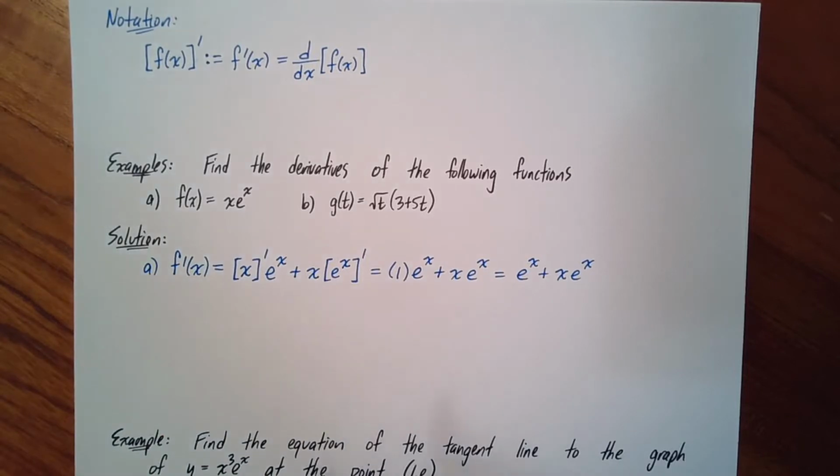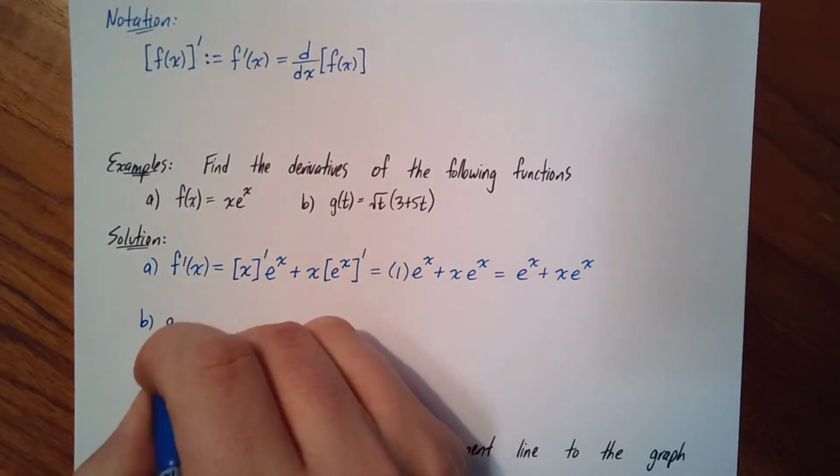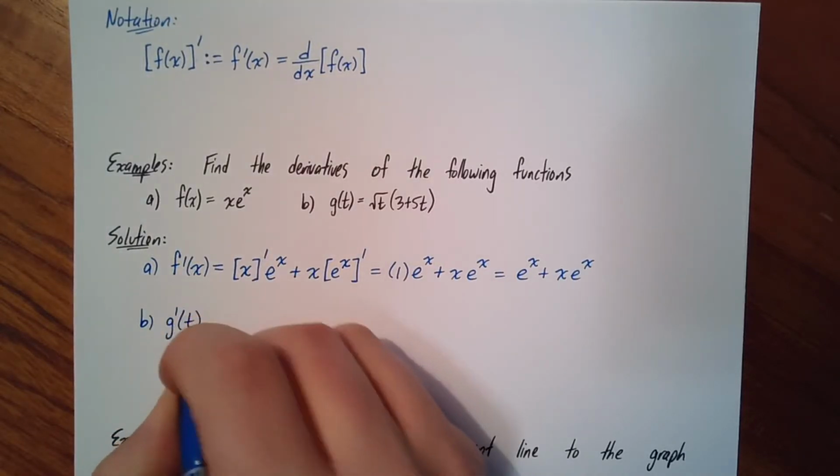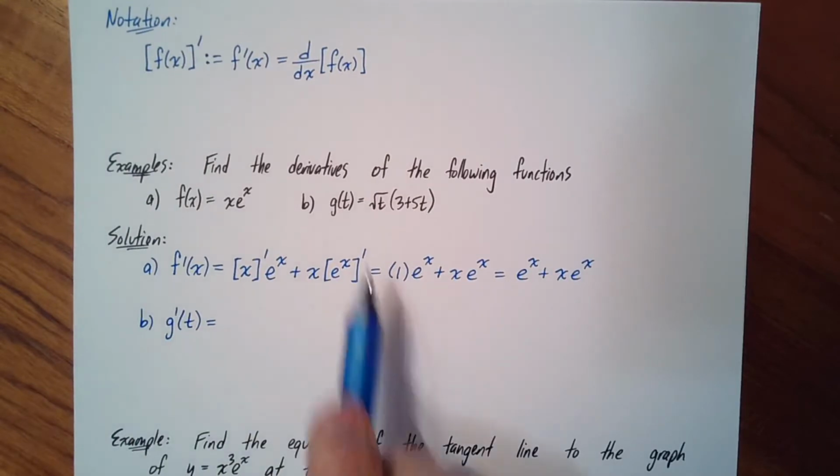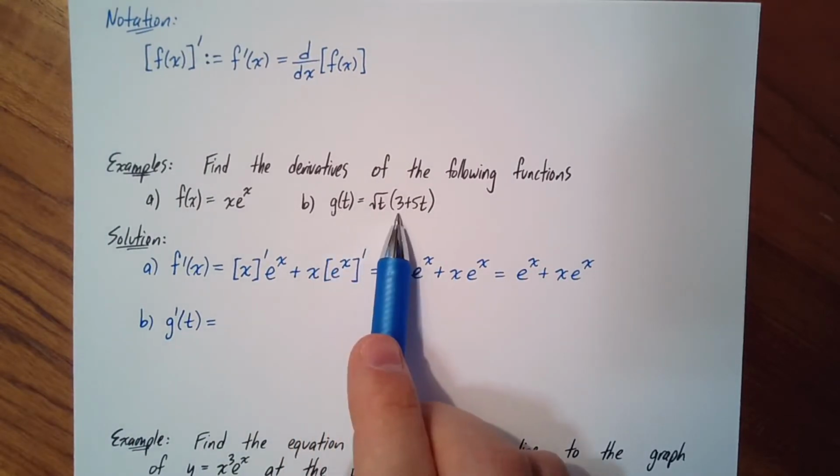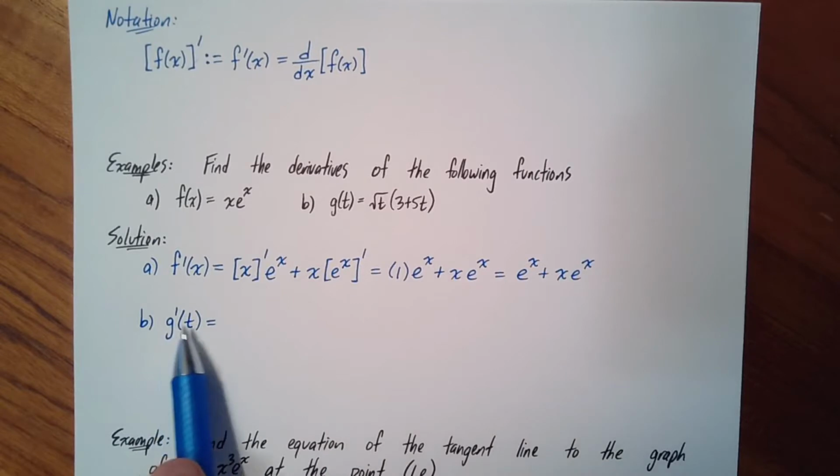Okay, for part B, we can use the same approach. Just use the product rule. So g prime of t. That's our function, g of t, given by the square root of t times 3 plus 5t, so our derivative we'll write as g prime of t.